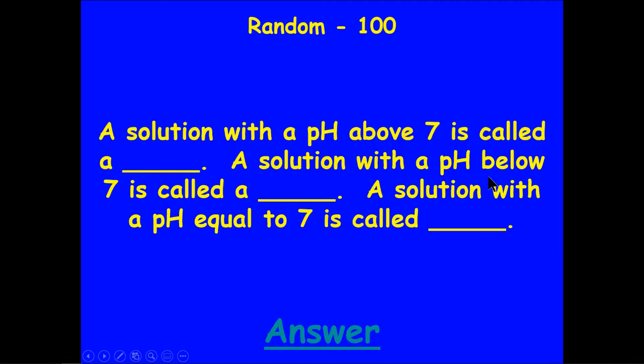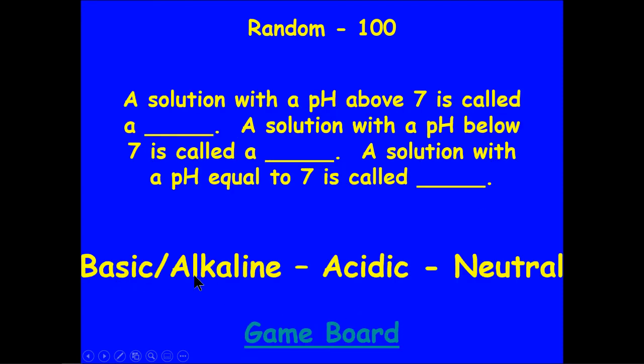Last column. A solution with a pH above 7 is called a blank. A solution with a pH below 7 is called a blank, and a solution with a pH equal to 7 is called blank. Answer coming in 5, 4, 3, 2, and 1. Above 7, we call that basic or alkaline. Below 7, we call it acidic. And equal to 7, we call neutral.